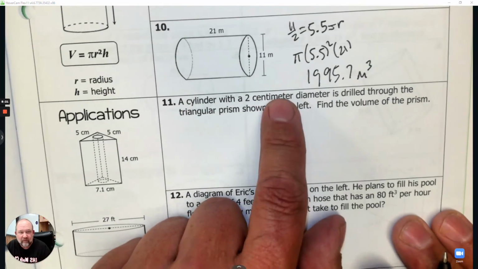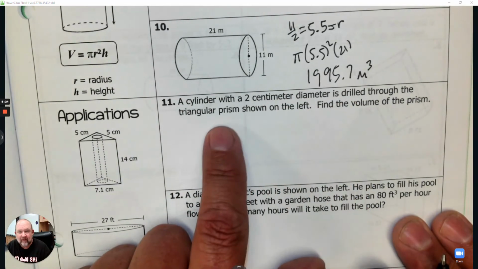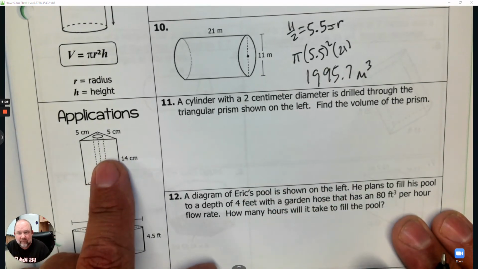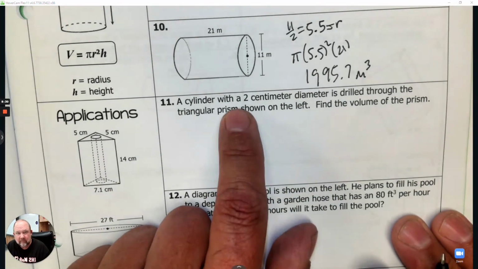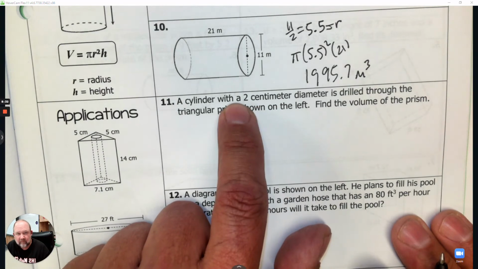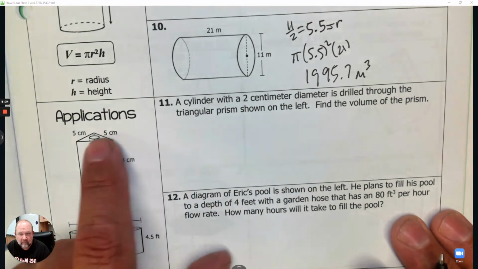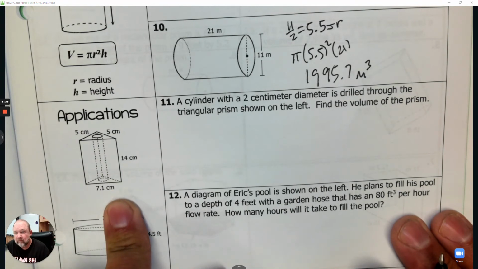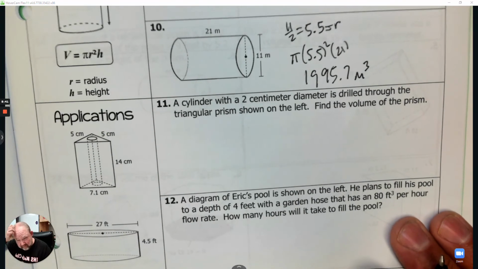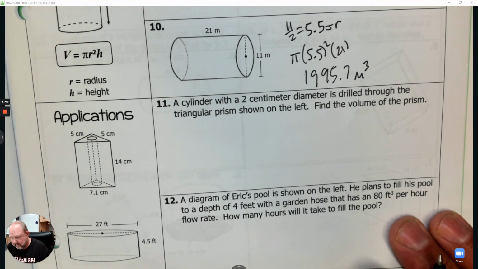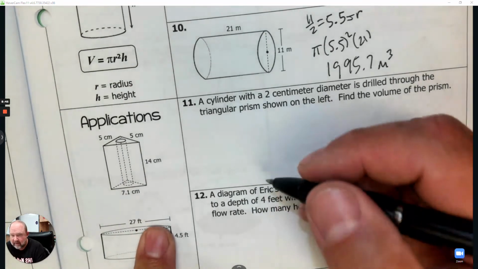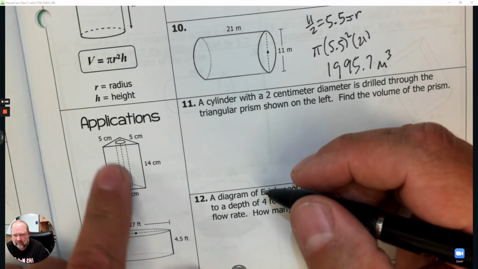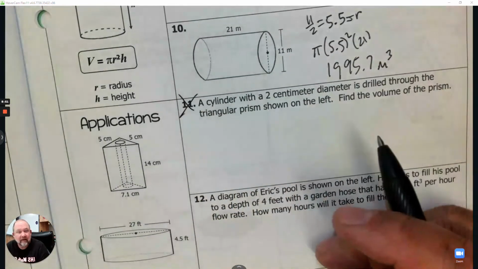A cylinder with 2 centimeters diameter is drilled through the triangular prism below. Find the volume of that prism. So, this is what I think is happening. That we're going to subtract. So the actual prism itself, compared to that, I don't know. I'm not going to do that one. Number 12.